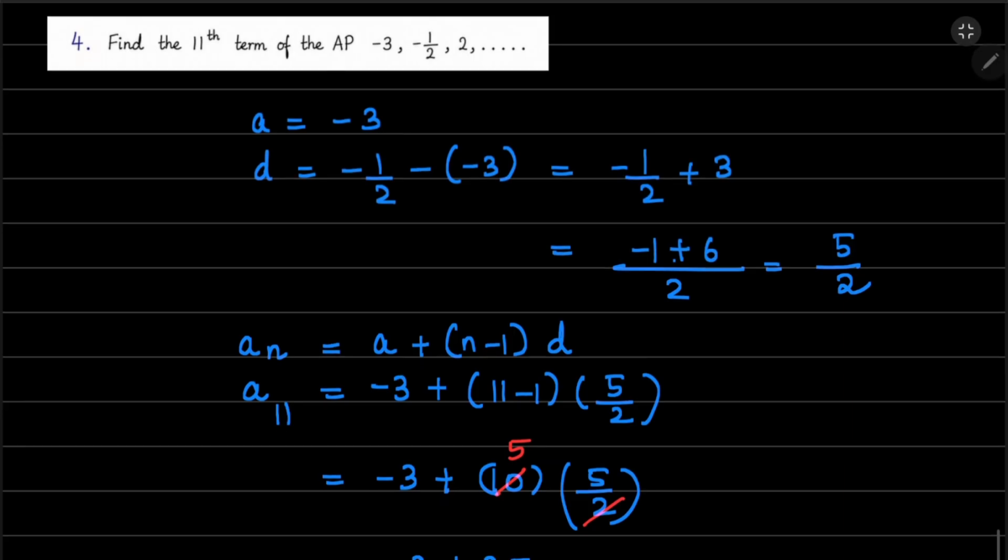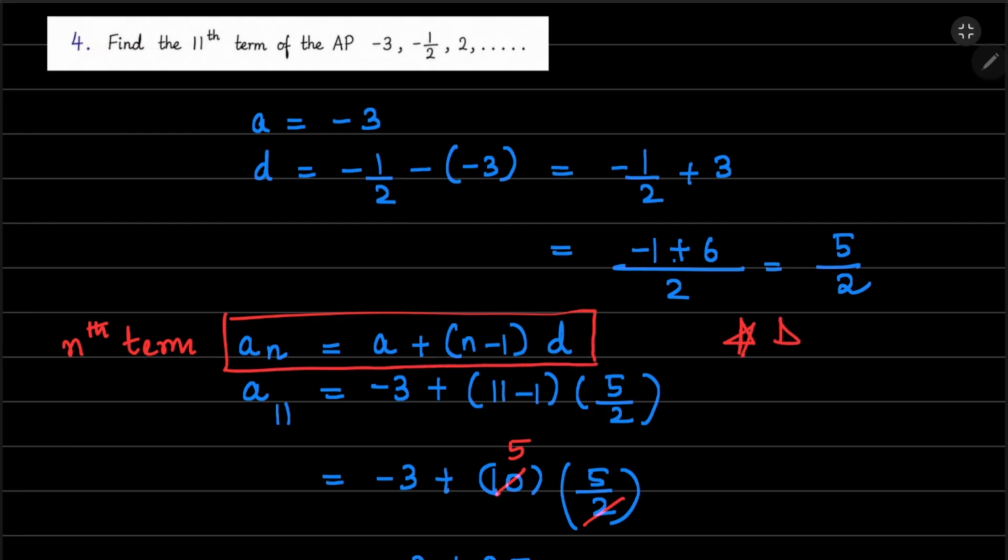Okay, I hope you understood. This is the only formula that you have to understand for now. Okay, this is the first and very important formula, the nth term formula. An is equal to A plus n minus 1 into D. Very, very important. Okay, please make a note of it and practice a lot of questions.